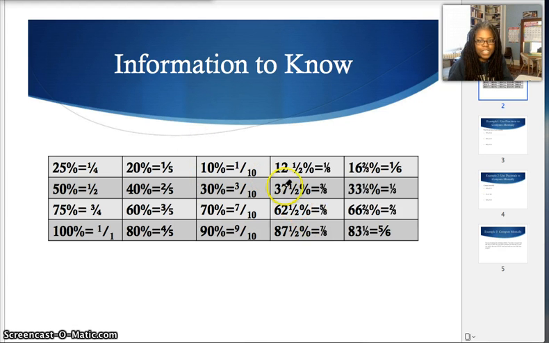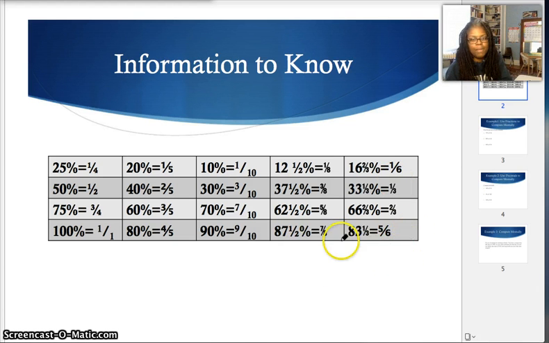When you have 10%, it's 1 out of 10, 30%, 3 out of 10. These guys over here are not so straightforward. Maybe you remember that 33% is a third and 66% would be 2/3. But my guess is that most of these are not things that you know offhand.